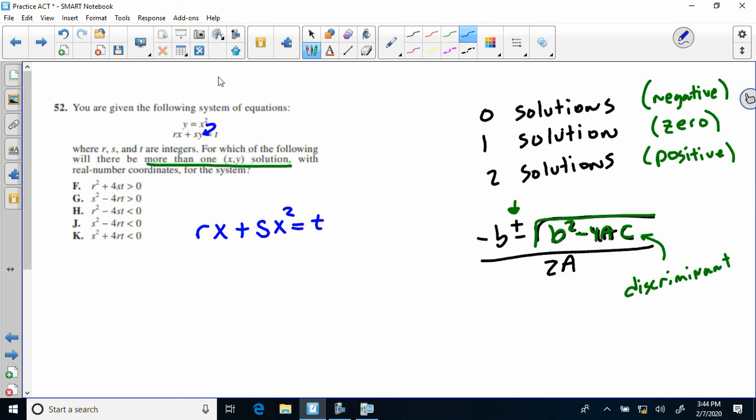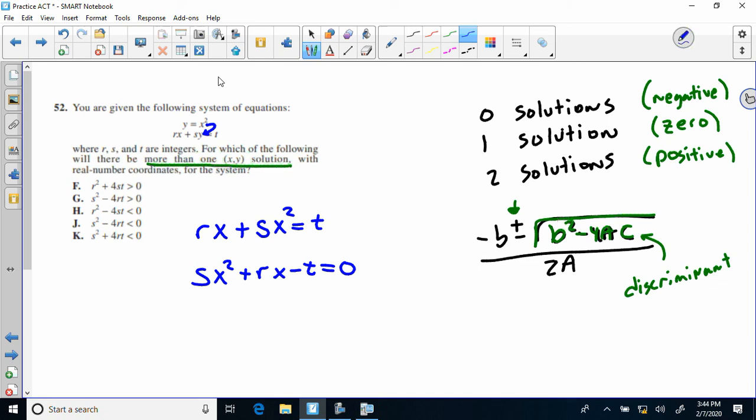I'm going to get it equal to 0, because then I can use the quadratic formula. And I'm going to write it in the right order, highest power to lowest power. So I'm going to have sx squared plus rx minus t equals 0. So I'm getting it in quadratic form of ax squared plus bx plus c equals 0.